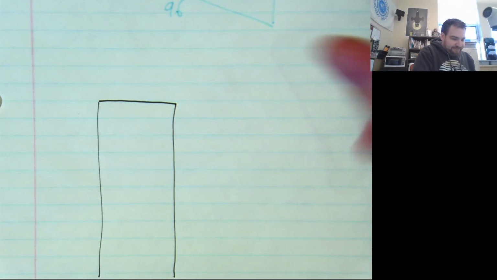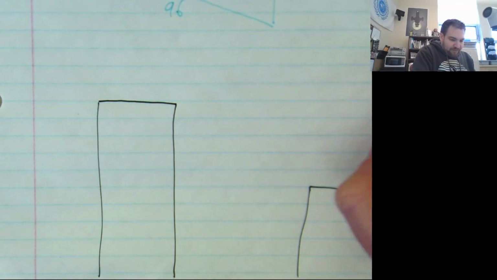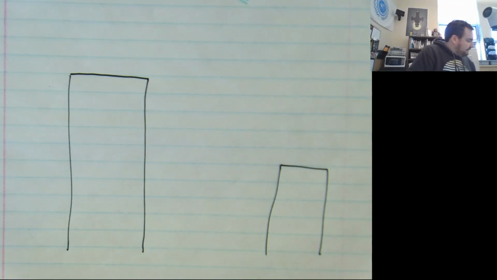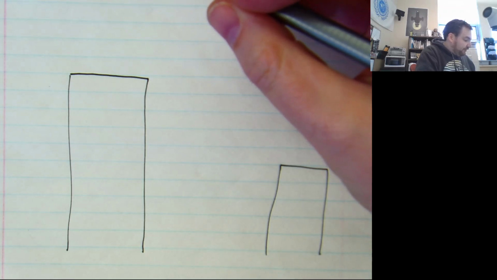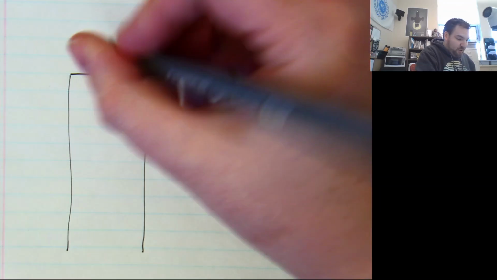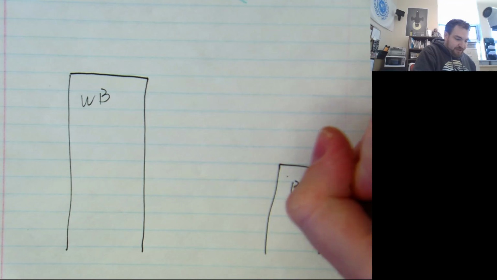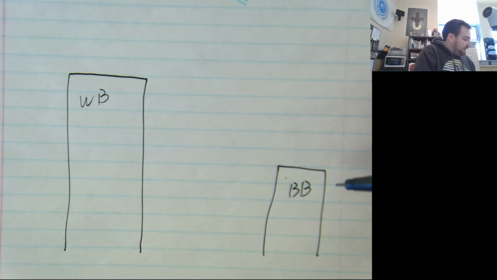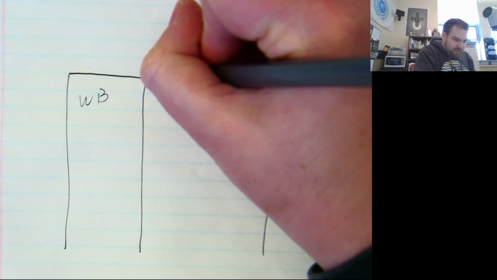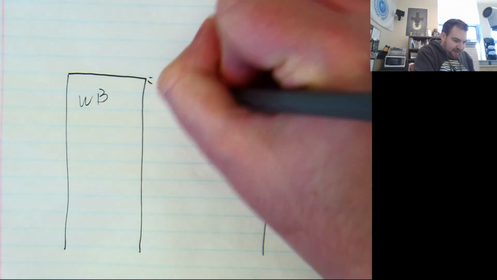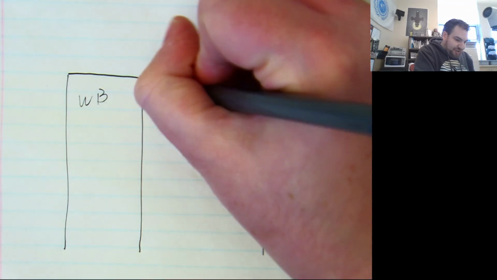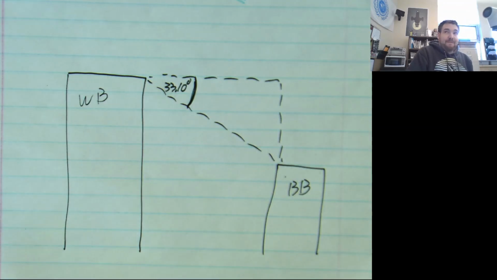So there's your taller building. Here's your shorter building. It's supposed to be square, but it's not. It says the angle of depression from the top of the Billings building from the roof of the Wolcott building. So this is the Wolcott building. This is your Billings building. And the angle of depression is 33.10 degrees. So what that means is this angle here is 33.10 degrees.